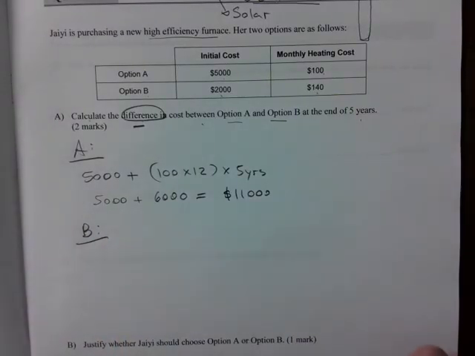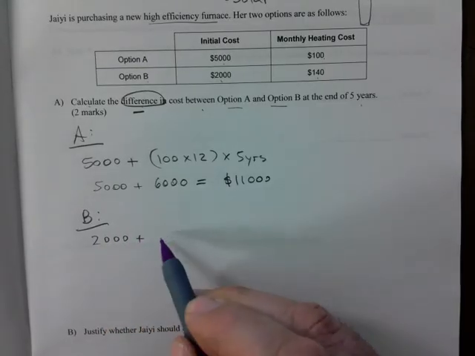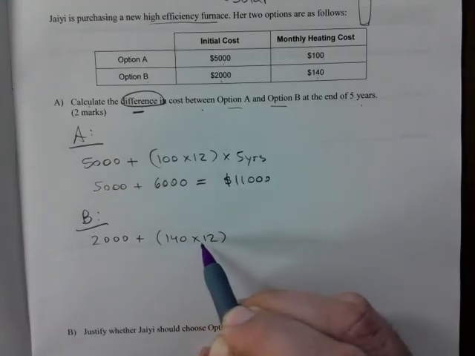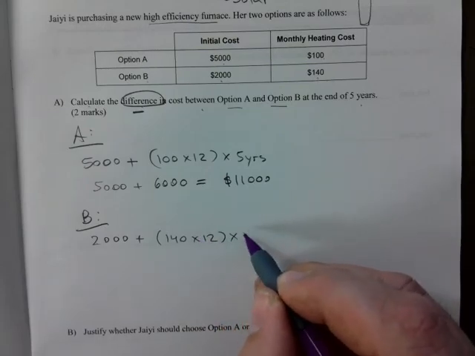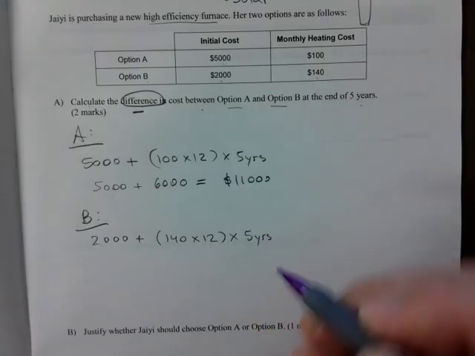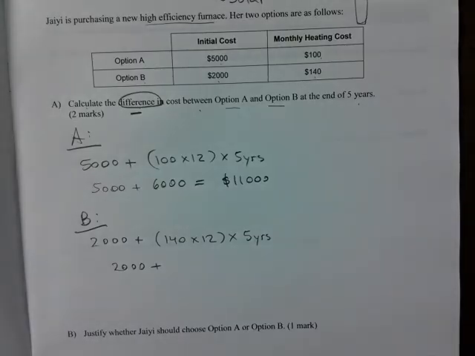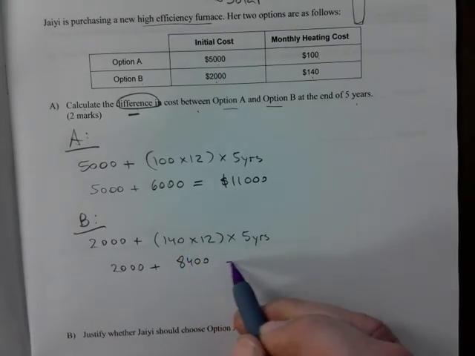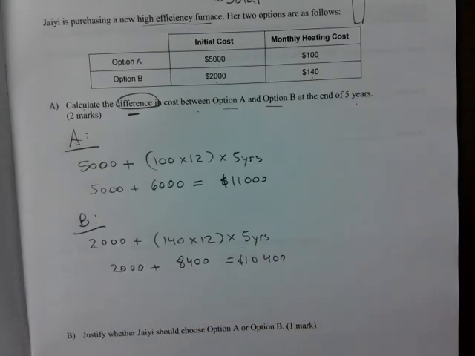Option B, you start with $2,000 and then you pay $140 every month. So this would be 1 year worth of heating, and that is done over 5 years as well. So that's 2,000. I need help on that one. What is it? 8,400, just this part, right? Okay. So that'll be 10,400. We're not done yet.